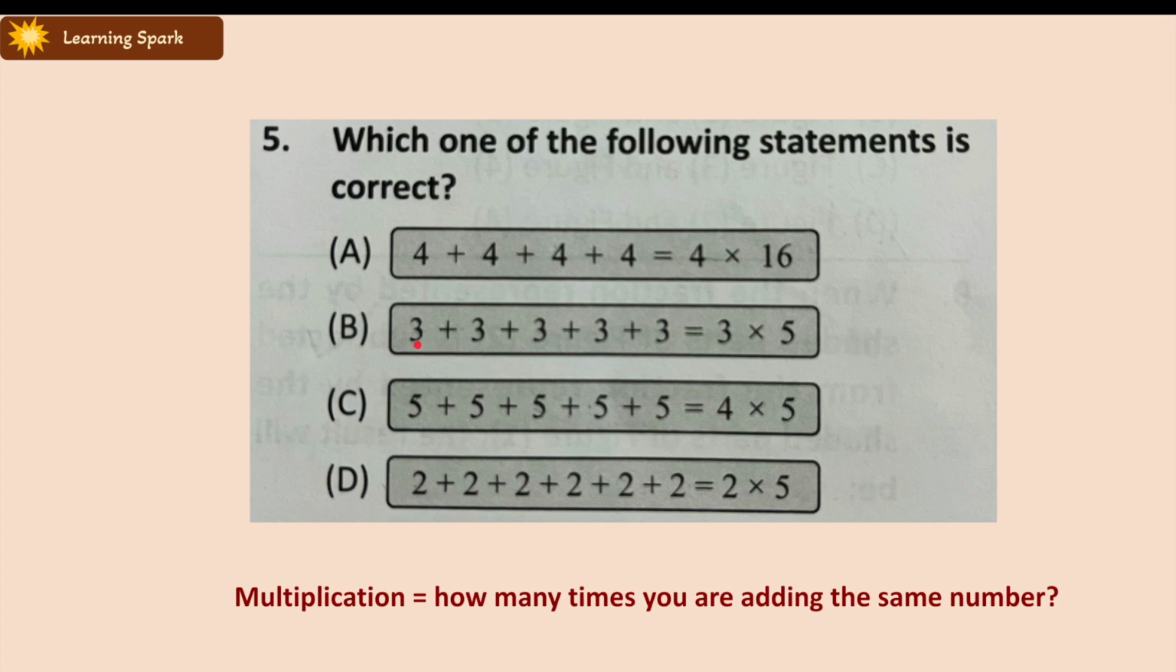Okay, let's work out the second one. 1, 2, 3, 4, 5. 5 times you are adding 3. Okay, so which is represented by 3 into 5, 3 multiplied by 5. So this is the right answer, right? So we got our answer. We don't have to calculate anymore.